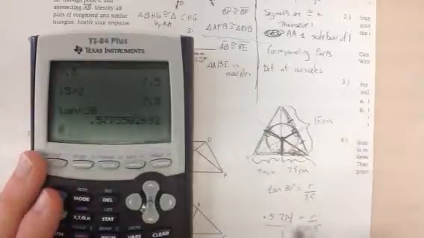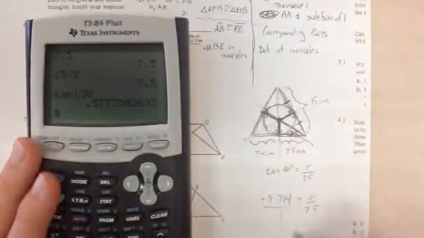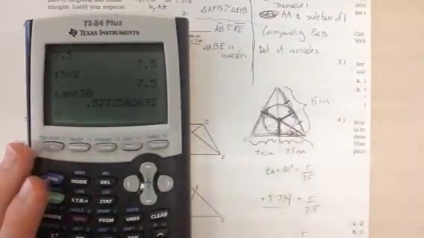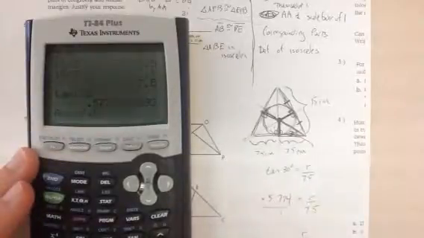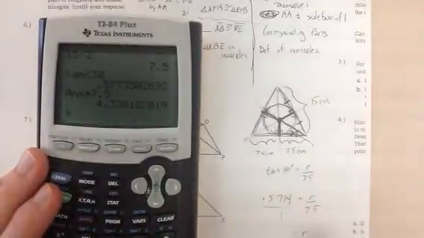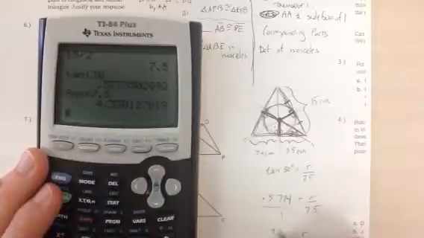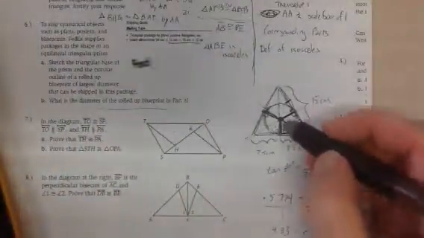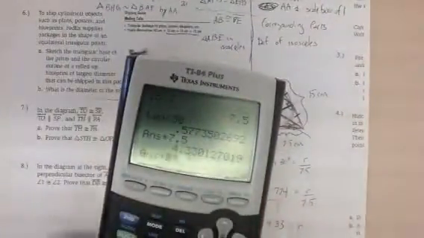And then if I cross multiply, 1 times r is just r, and this times this is 4.33. So r equals 4.33. So now I know that the radius is 4.33. The question is asking about the diameter though, so I multiply by 2. That's 8.66 centimeters.